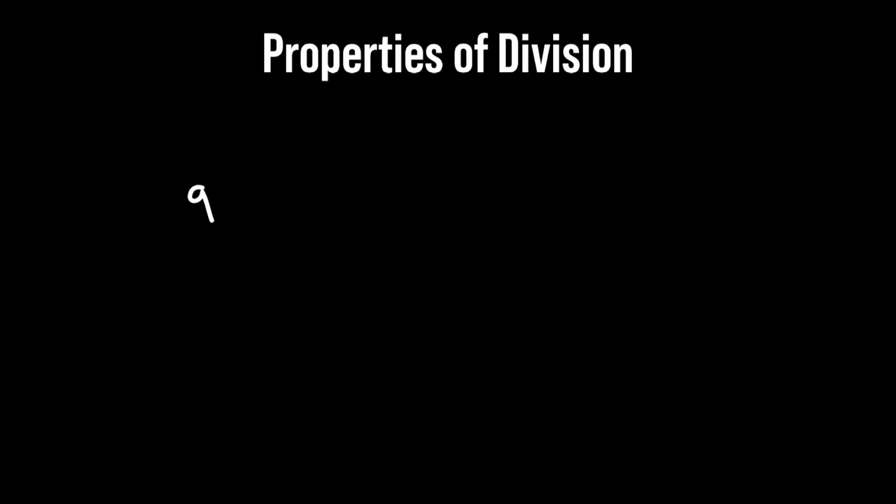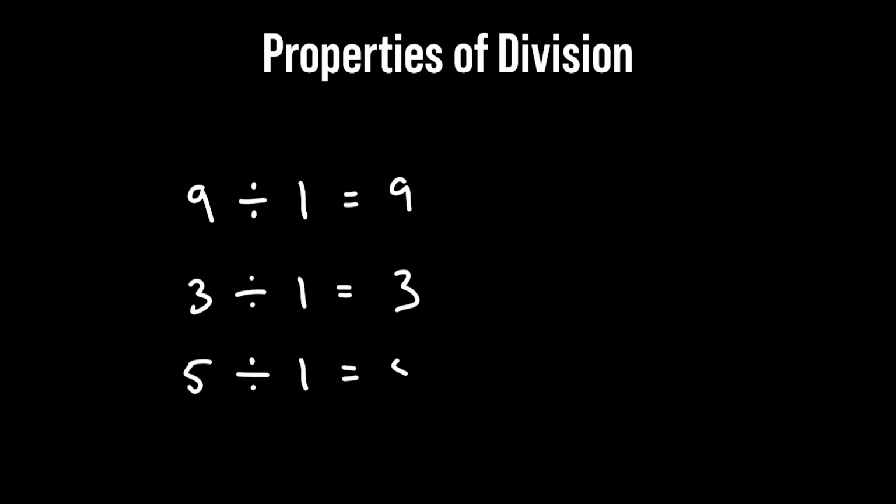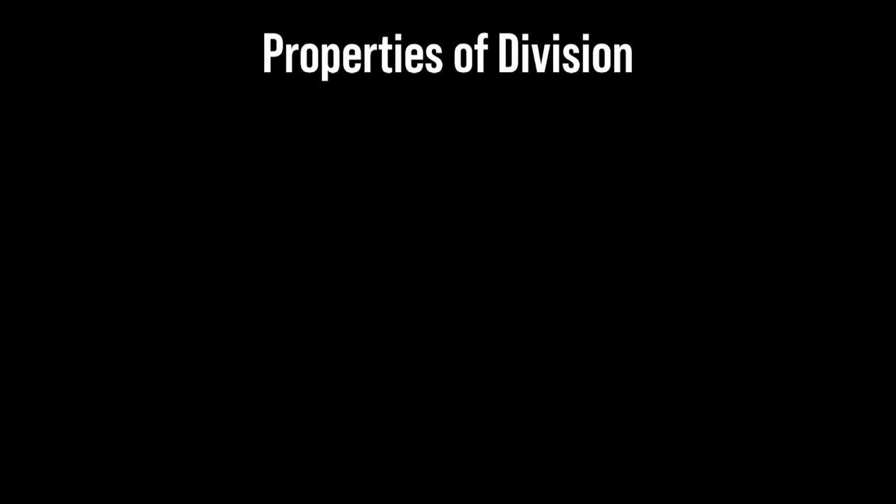So if we take 9 and divide it by 1, we get 9. If we take 3 divided by 1, we get 3. How many times does 1 go into 9? 9 times. How many times does 1 go into 3? 3 times. How many times does 1 go into 5? 5 times.